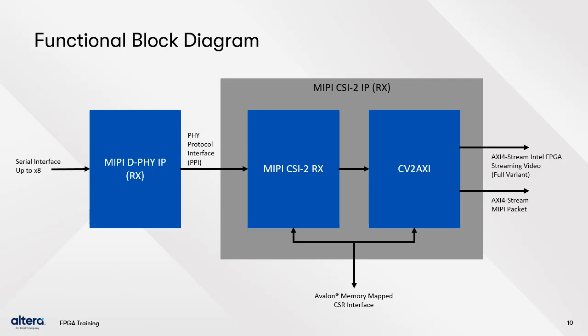As you can see on the right, the CSI2 IP is divided into 2 sub-blocks, the CSI2 Receive Protocol block and the CV2AXI block. The first block implements the CSI2 Receive Protocol, while the second block handles clocked video to AXI conversion. A memory-mapped interface is provided for register access to the sub-blocks. Note the transmit block diagram would look similar, just in the opposite direction.